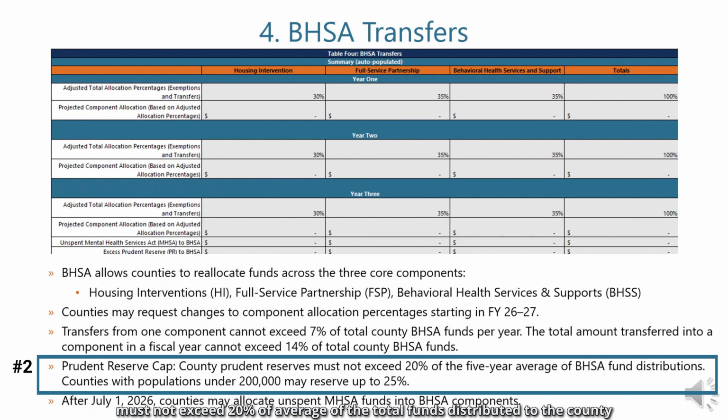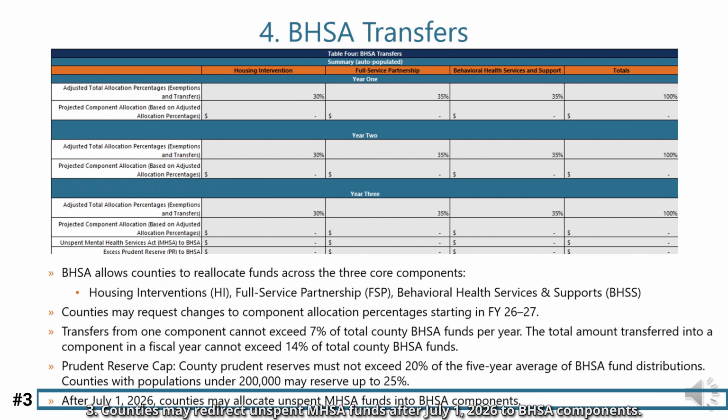average of the total funds distributed to the county Behavioral Health Services Fund over the past 5 years. For counties with a population of less than 200,000, the cap is at 25%. 3. Counties may redirect unspent MHSA funds after July 1, 2026 to BHSA components.